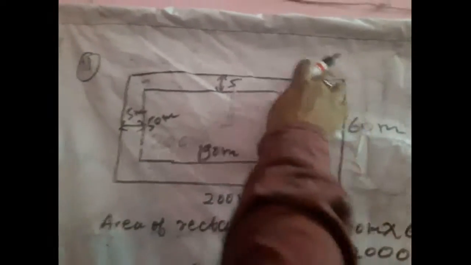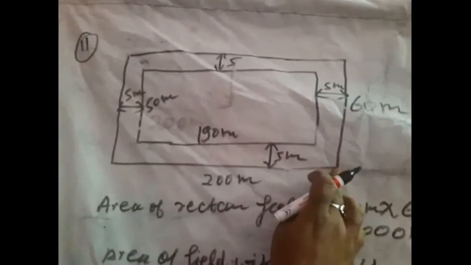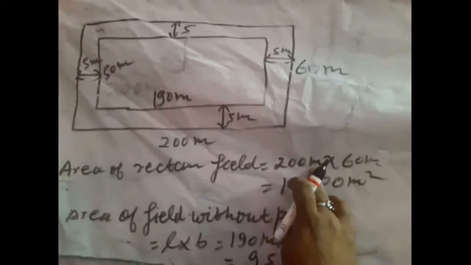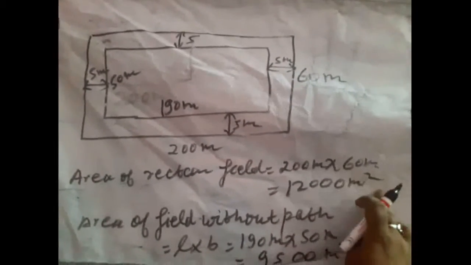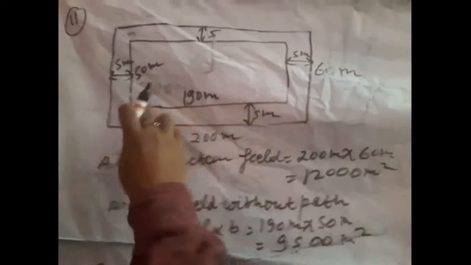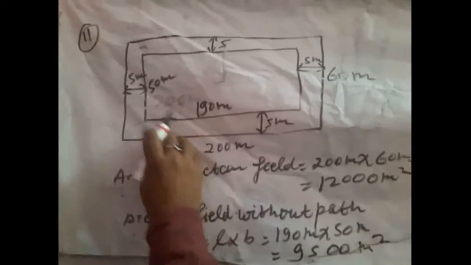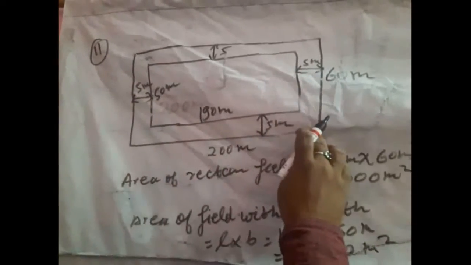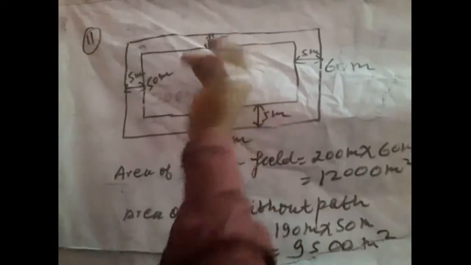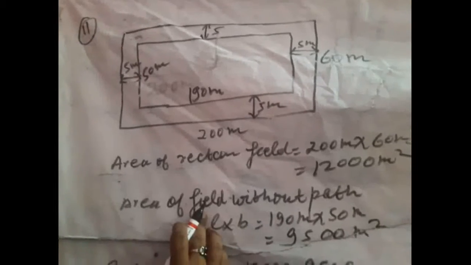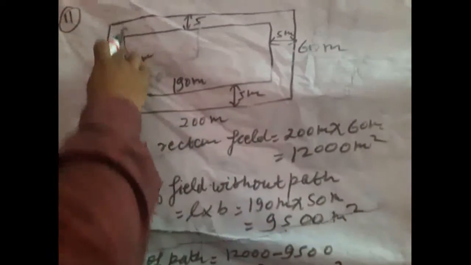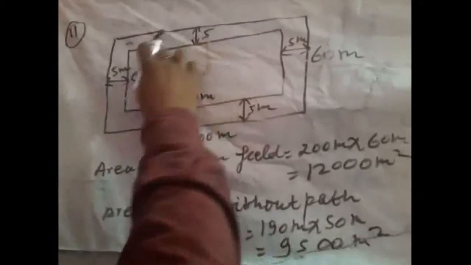Area of this is our rectangular field, total 200 meter this and 60 meter this. So area of rectangular field is equal to 200 into 60 is equal to 12,000 meter square. And this is our 5 meter wide path around the rectangular field, but this is inside. So area of field without path, this area you have to find.